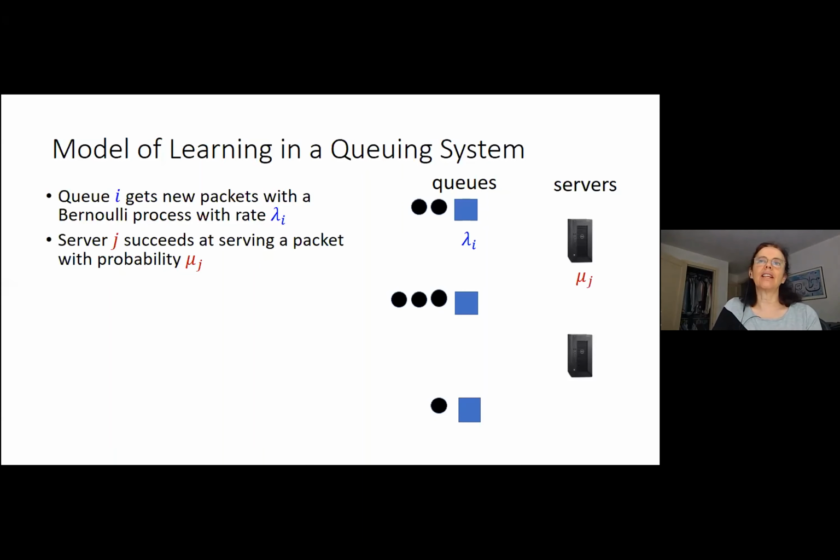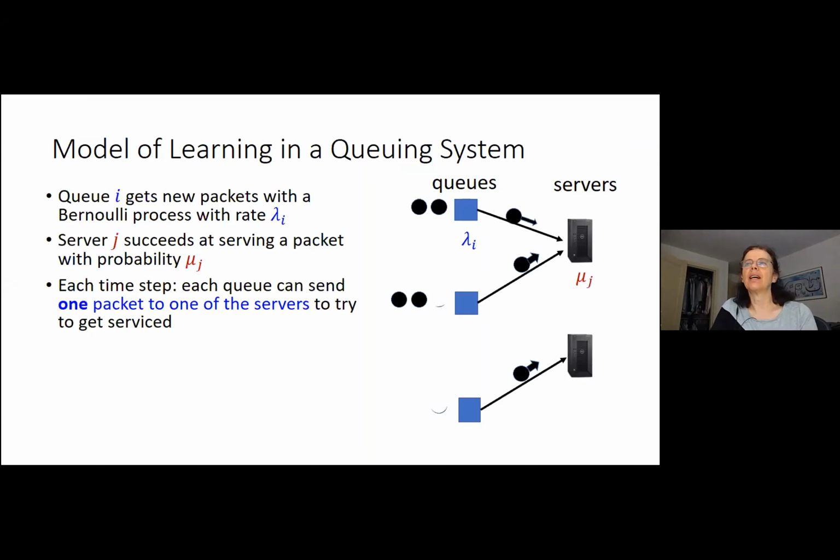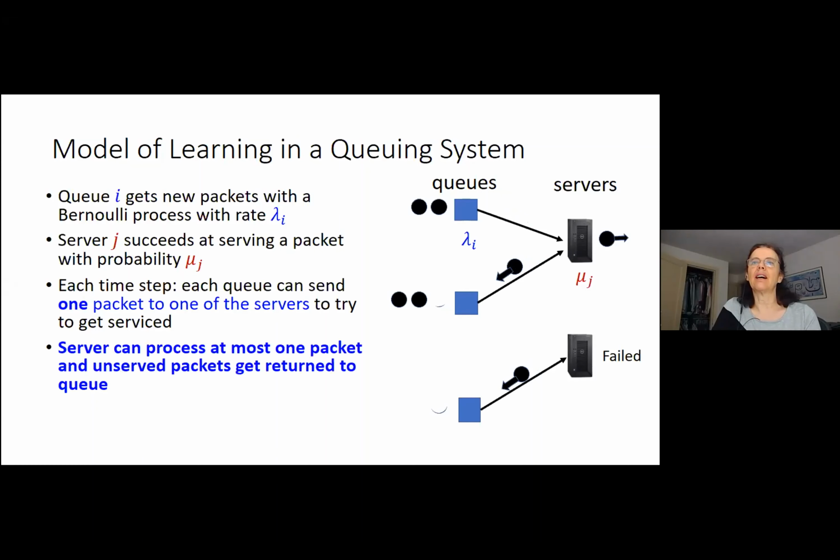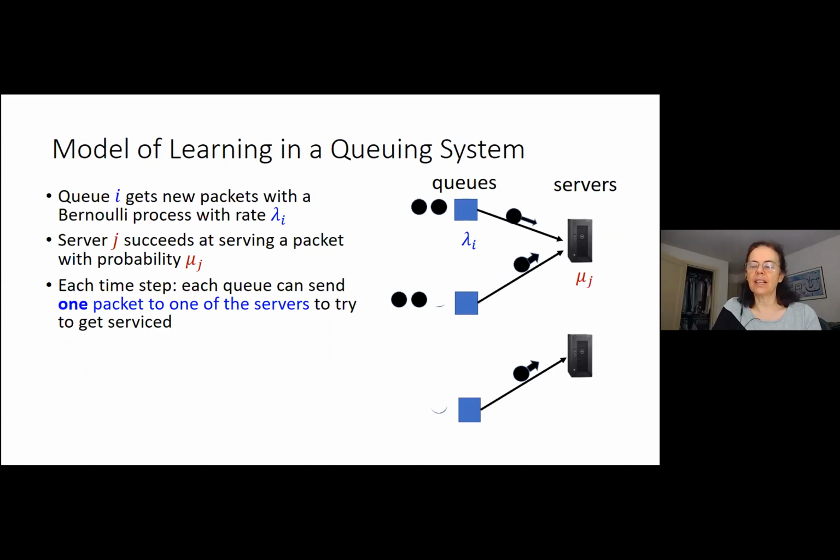The server's quality will be simply a probability mu j that server j is succeeding at serving a packet in every single period. And the model will be that in every time period, every queue can take one of its packets and send it to one of the servers to try to get service. Some of them will succeed and some of them will fail.